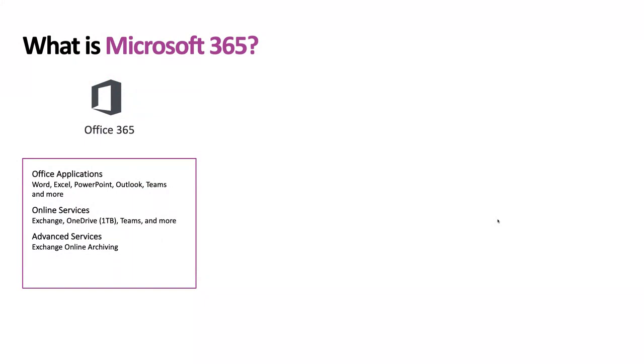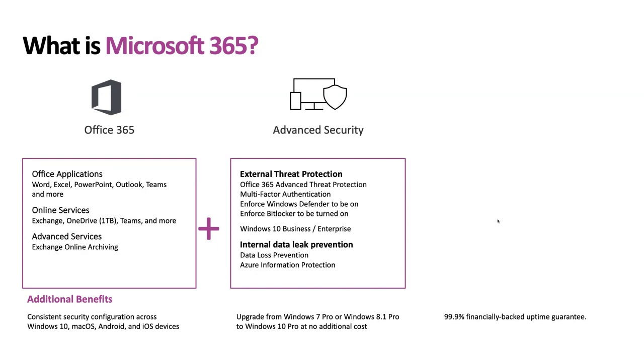Within Microsoft 365, you will get your Office 365 applications, and there are various different SKUs for this. You would get what you're familiar with within your current licensing: the Office suite of applications, Exchange Online, OneDrive, Teams, and a few other services. You'll also get your Exchange Online archiving. In addition to that, you would get your Advanced Security suite, with things like Advanced Threat Protection for email within Office 365. You will have multi-factor authentication. You can enforce Windows Defender and BitLocker services to encompass additional security on end-user devices.